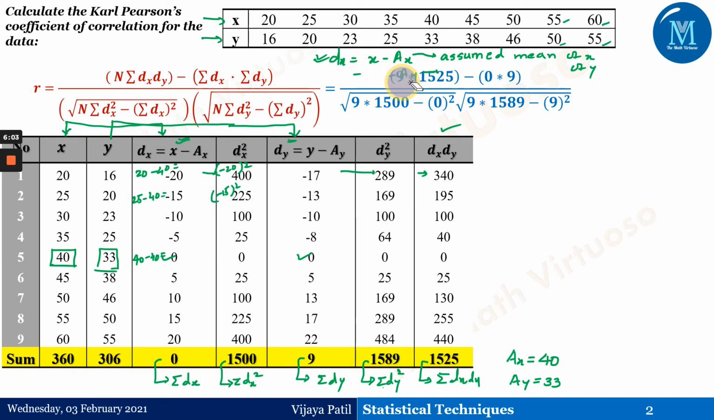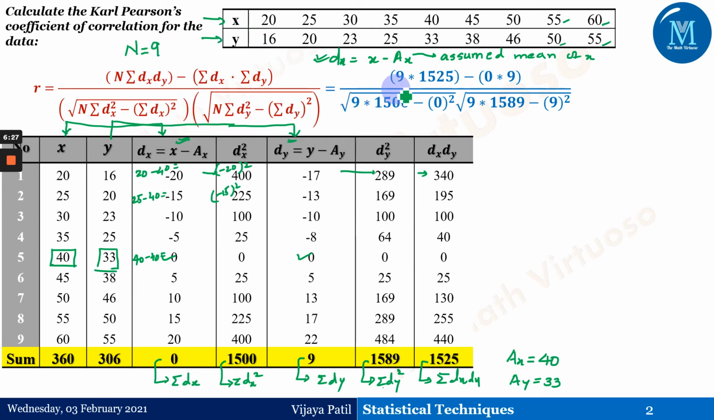Okay, let me just erase this part here so that there will not be any confusion. Okay, so now we are just putting the values here. If you observe here, capital N is equal to 1, 2, 3, 4, 5, 6, 7, 8, 9, and therefore capital N is 9, the number of observations we have got here.